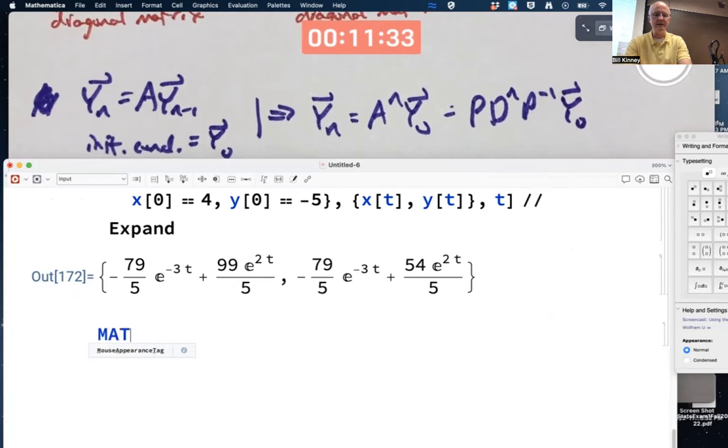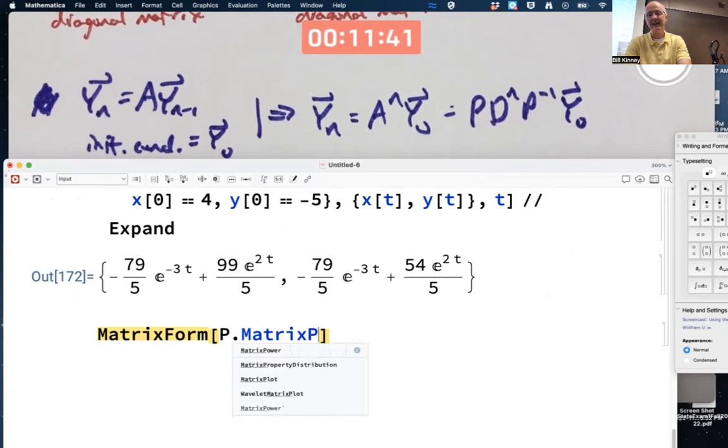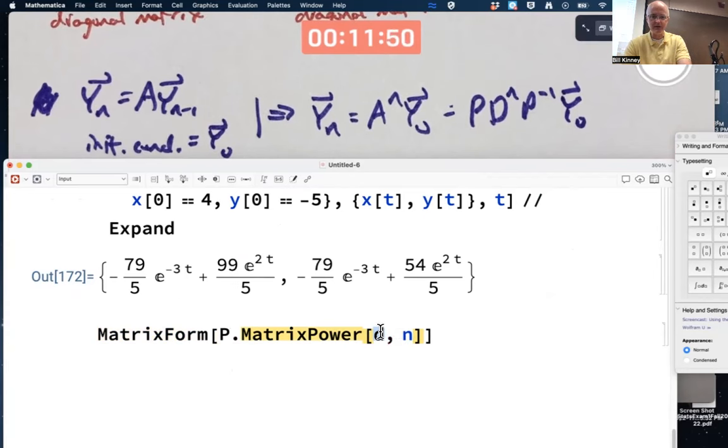We don't need a matrix exponential. We do need, however, a matrix power. And in Mathematica, this is the way you need to do it. I think that syntax is right. That's the matrix D to the nth power.